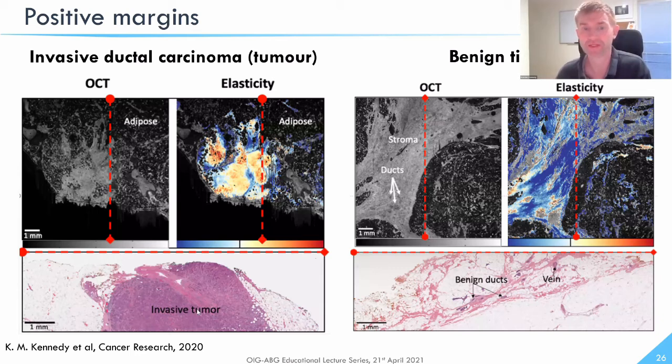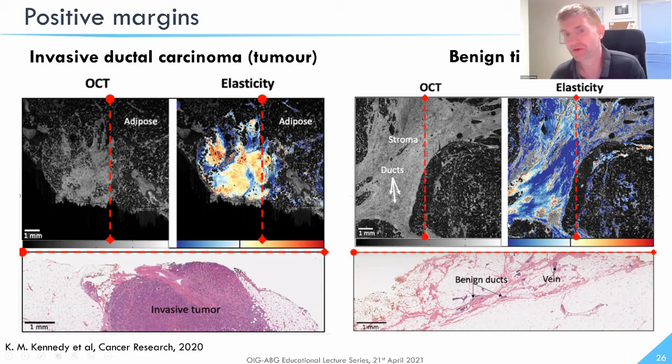But we do scan through the OCT B scans to make sure that we've got the corresponding slice, and we then place this red arrow or this red line, which corresponds to the region from which the histology corresponds. In this case, we can see a large region of invasive tumor with adipose either side, and that corresponds well with what we see here. We've got elevated stiffness where the tumor is.